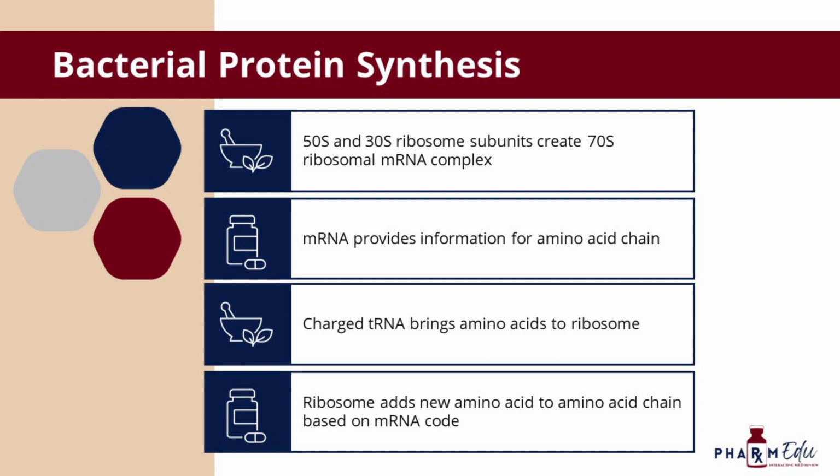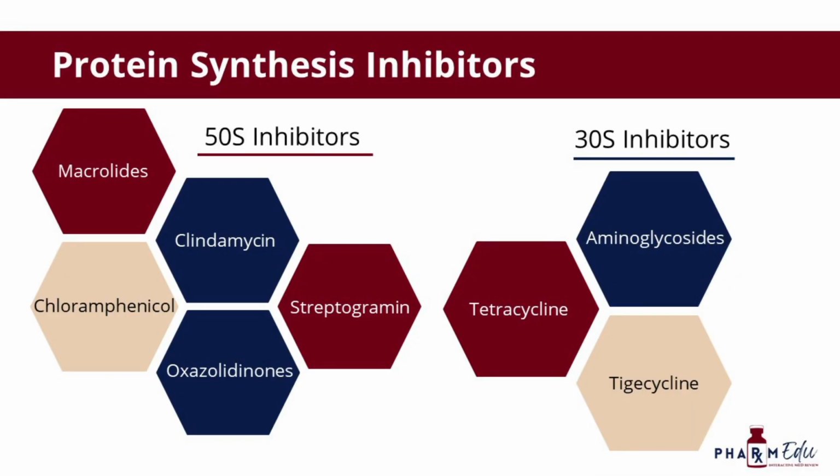At the ribosome, a charged tRNA brings amino acids into the ribosome to add to the amino acid chain. The ribosome will then add a new amino acid to the amino acid chain based on what mRNA code there is. In terms of protein synthesis inhibitors, you have the 50S inhibition and the 30S inhibition. For this discussion, we'll focus on the 30S inhibition.